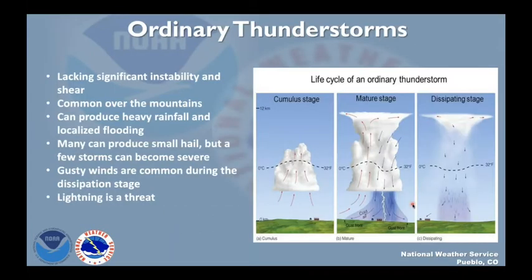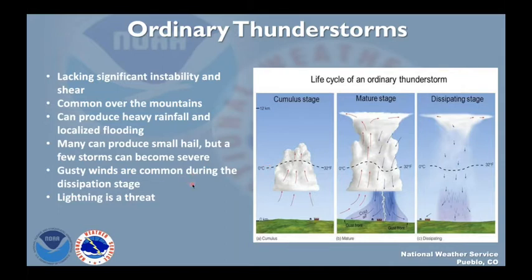So let's talk about some thunderstorm types. We've got ordinary thunderstorms. During monsoon season, we see this all the time. You just see pop-up cumulus turning into thunderstorms, dropping a bunch of rain, cold air, maybe lightning, small hail, and then it dissipates and you're just left with the downdraft. It's common over Colorado, like I'd said, and these storms are generally lacking a lot of instability or wind shear.